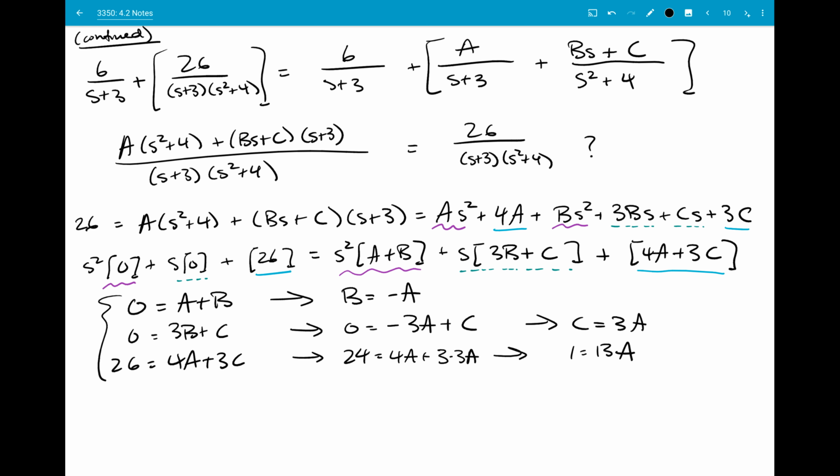Okay, so I've got 26 equals 13a. That's way better. If you're sitting there taking an exam someday and you get something kind of messy, that would be a similar reason to go back and check your work. So a would be 2, which means c would be 6, and b would be minus 2.